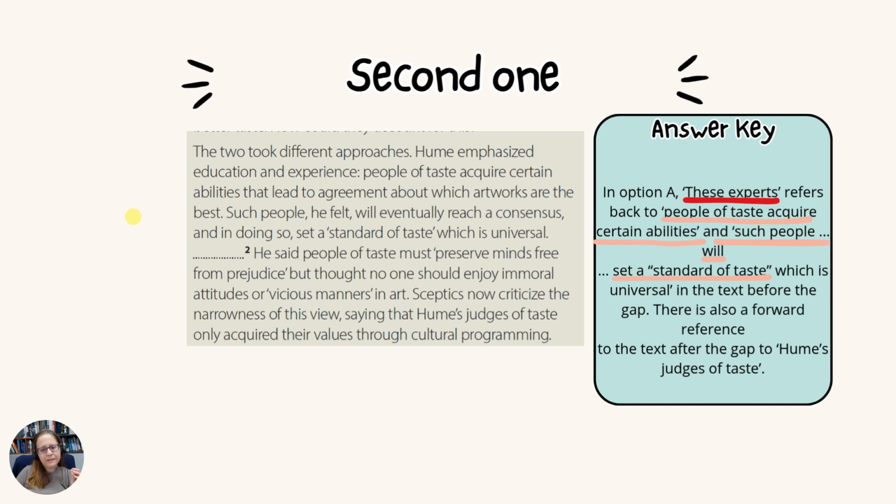And then here comes the gap, and then it says, he said people of taste must preserve minds free from prejudice, but thought no one should enjoy immoral or vicious attitudes or vicious manners in art. Okay, so we're talking about this here.